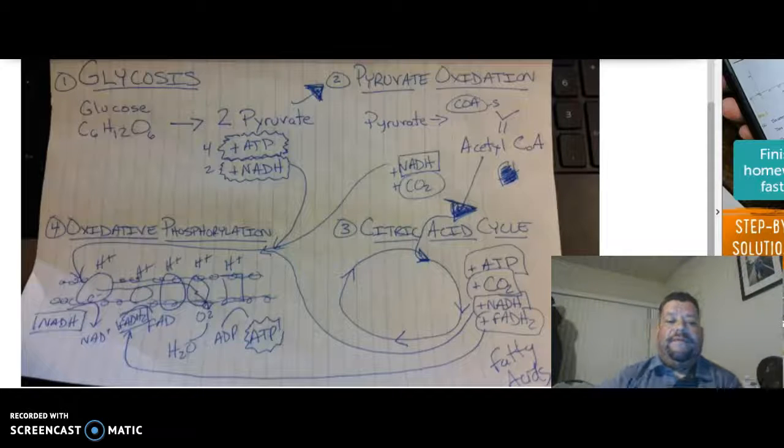Finally, we go to the final stage, oxidative phosphorylation. The NADH and FADH2 deposit their electrons in the electron transport chain, which you can see there, and turn back into NAD plus and FAD. When the electrons move down the chain, the energy is released and used to pump protons out of the matrix. Protons flow back into the matrix through the enzyme called ATP synthase, which then makes ATP.